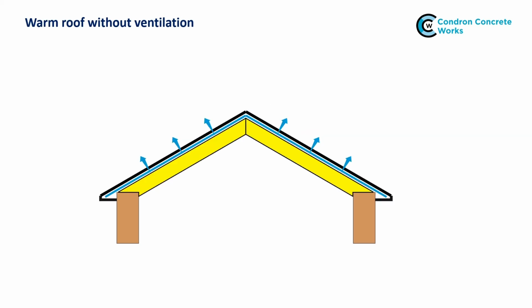This is a typical warm roof construction where the insulation is laid parallel to the rafters, usually fitted in between the rafters or on top or both. As with the previous screen, water vapour will transfer out of the structure through the underlay.